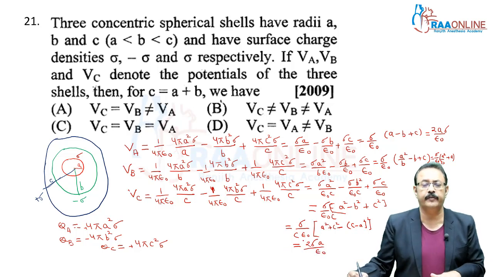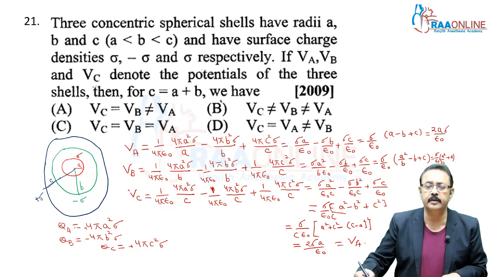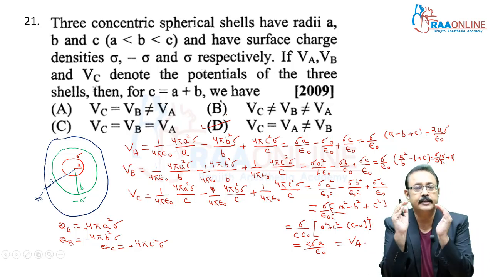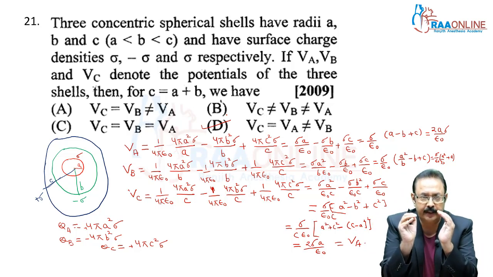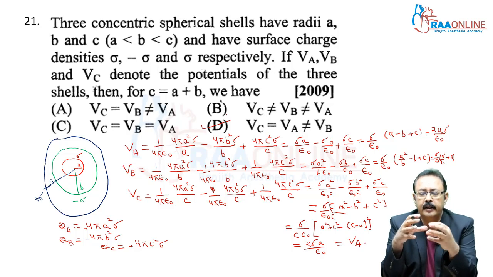So what we are observing, Vc is the same as Va, and Vb is different. So we can go with option D. The concept was simple, calculation was lengthy. Concept was simple: if we put one sphere inside another hollow sphere, the whole charge of the inner sphere will go on the surface of the outer sphere.